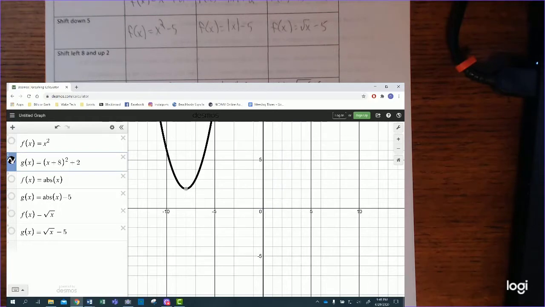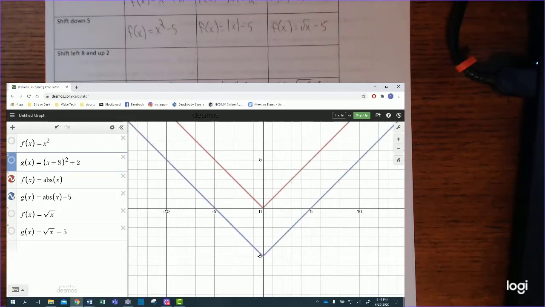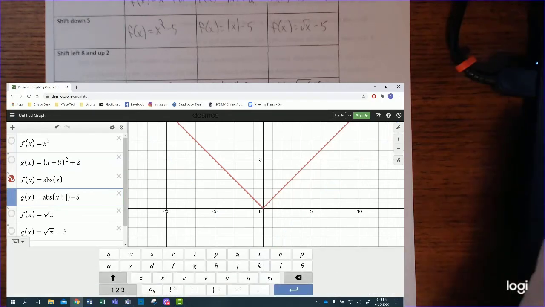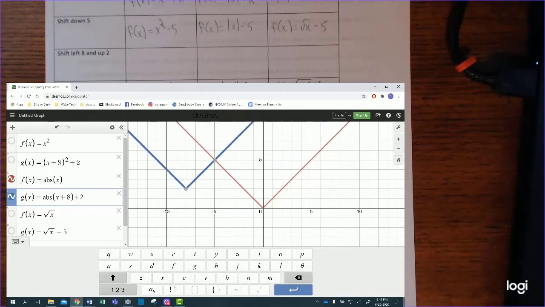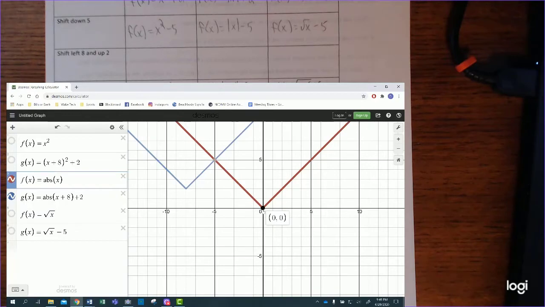Alright, if we want to move this absolute value function left 8 and up 2, we're going to add 8 inside that function and add 2 outside that function. And again, same thing. Absolute value functions have a vertex. This vertex is 0, 0. This vertex is negative 8, 2 because you've shifted it left 8 and up 2.